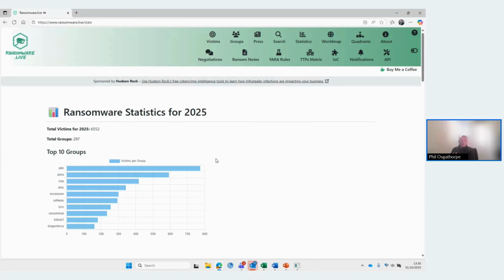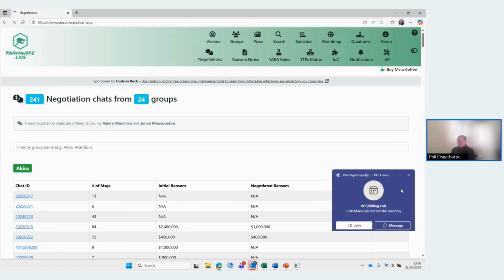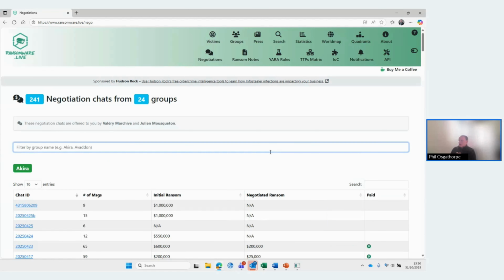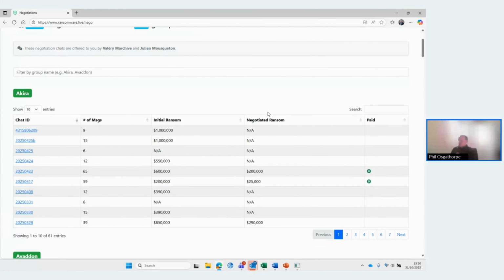So then I just want to come on to a slightly sobering element to this website. And if I click on the negotiations piece, excuse me, what we can see here is the Akira cyber criminal gang. And you can see the ransoms that they're requesting from organizations. You can also see the negotiated ransom. Now, if I order the data based on the negotiated ransom, you can see they're getting some significant payouts in some instances.